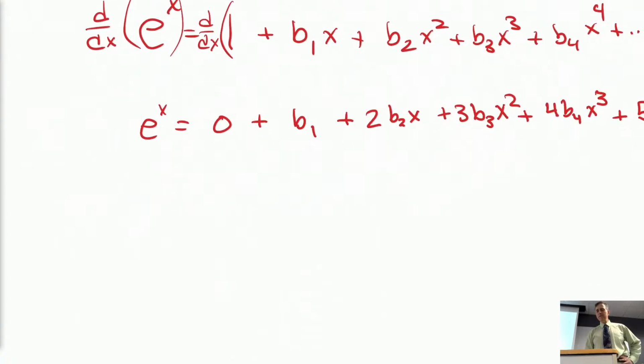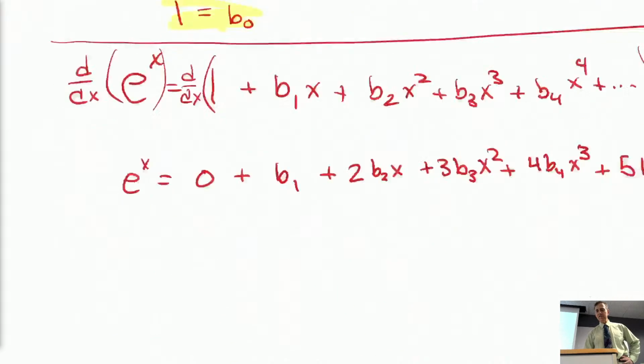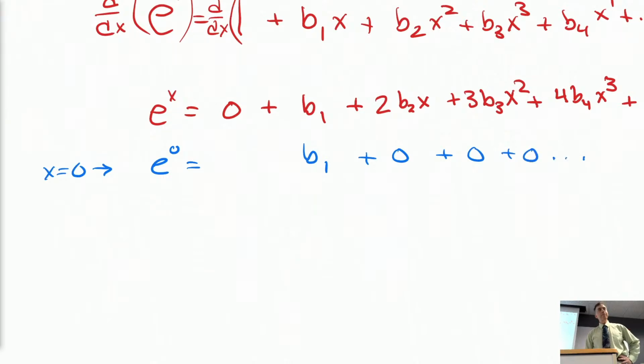Okay, now we're going to do the same trick we did up here, and the trick that I'm using is this. I know that x equals 0 is going to make most of this stuff equal to 0, and that's why this worked out so nicely. So let's do the same thing here. Let's let x equal 0. So when x equals 0, you get e to the 0 is equal to b1 plus a bunch of zeros. Okay, so b1 is equal to 1. All right, we're doing pretty good here.